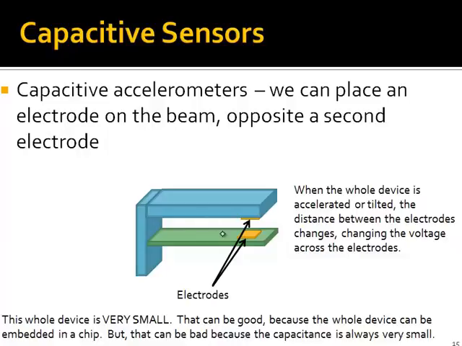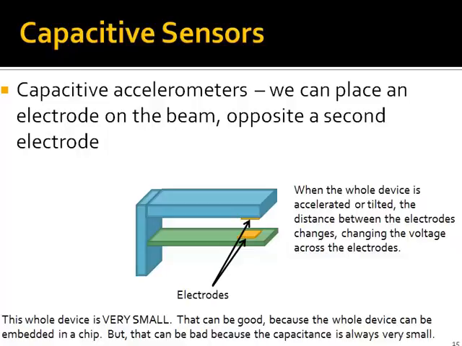However, if this device is upside down, then the green beam will instead be pulled closer to the top blue beam, and the two electrodes will become closer together. The distance between the plates changes its capacitance, which in turn changes the voltage between the two plates. We can measure this changing voltage, and so we can back out information about the angle of tilt of this two-beam setup. Now, note that this entire device is made to be very small, so that the entire device can be embedded inside of a single chip.